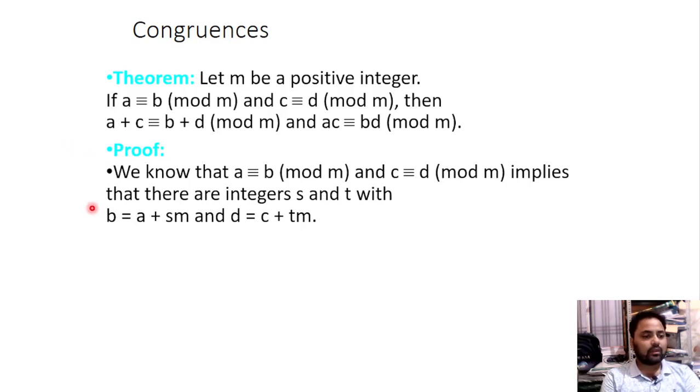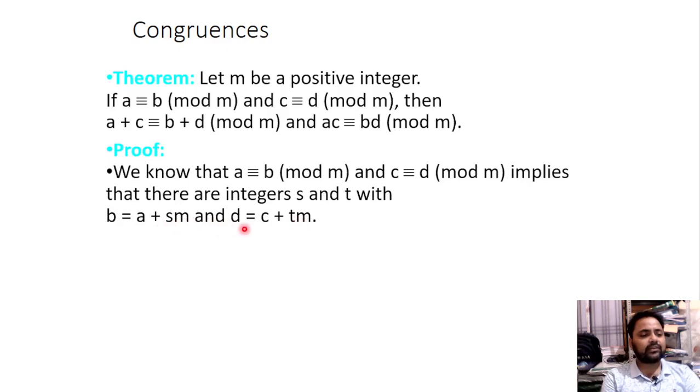Here we have to go for the proof. We know that a is congruent to b mod m and also c is congruent to d mod m. So this implies that there are integers s and t with b equal to a plus sm and d equal to c plus tm, because the quotient may be different.